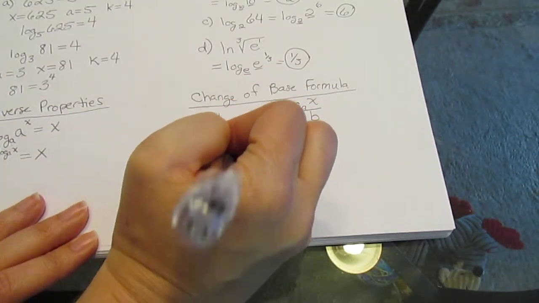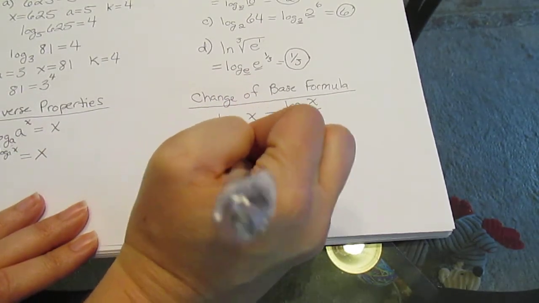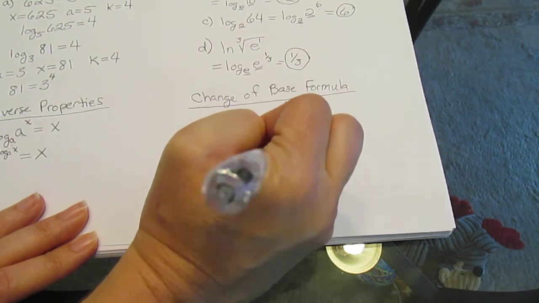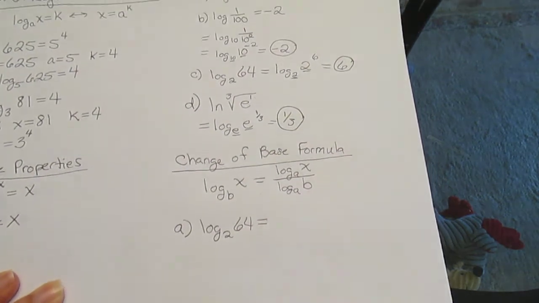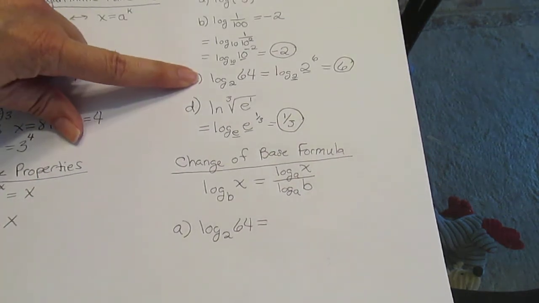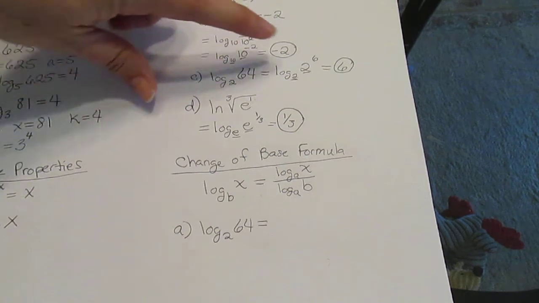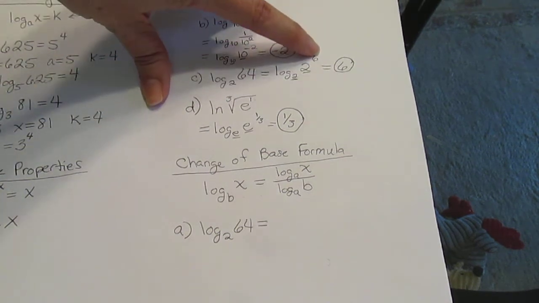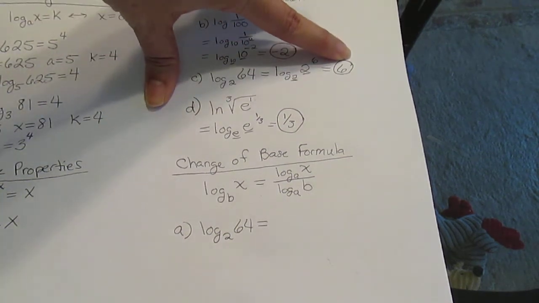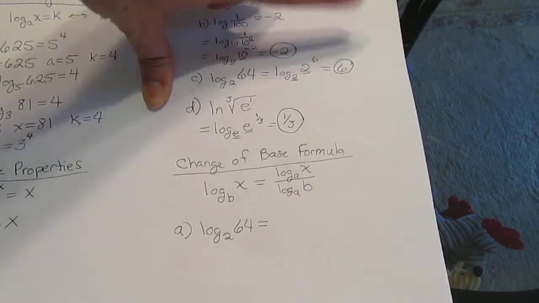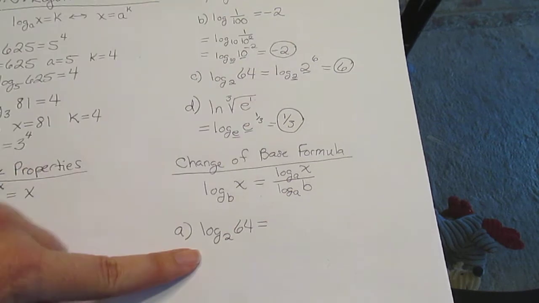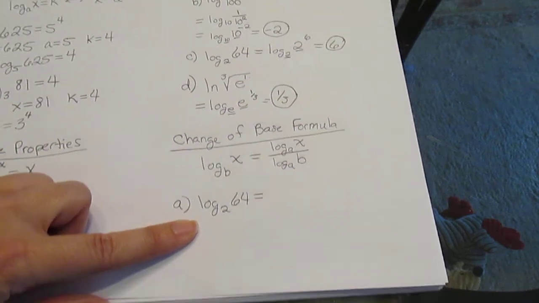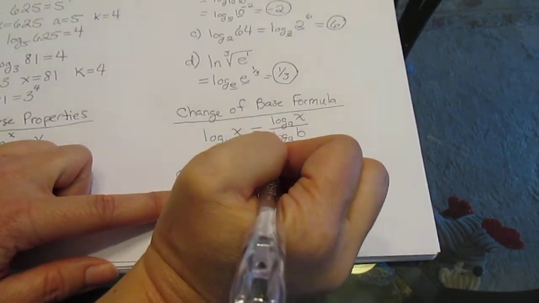Actually, it's one of the problems we already did before. Log base 2 of 64. Okay, so we did that problem right here. We got the two numbers to match, so our exponent was our answer. But now, just in case you were having trouble doing that, you could also change this one and just put it in your calculator. So I'm going to follow my formula here.